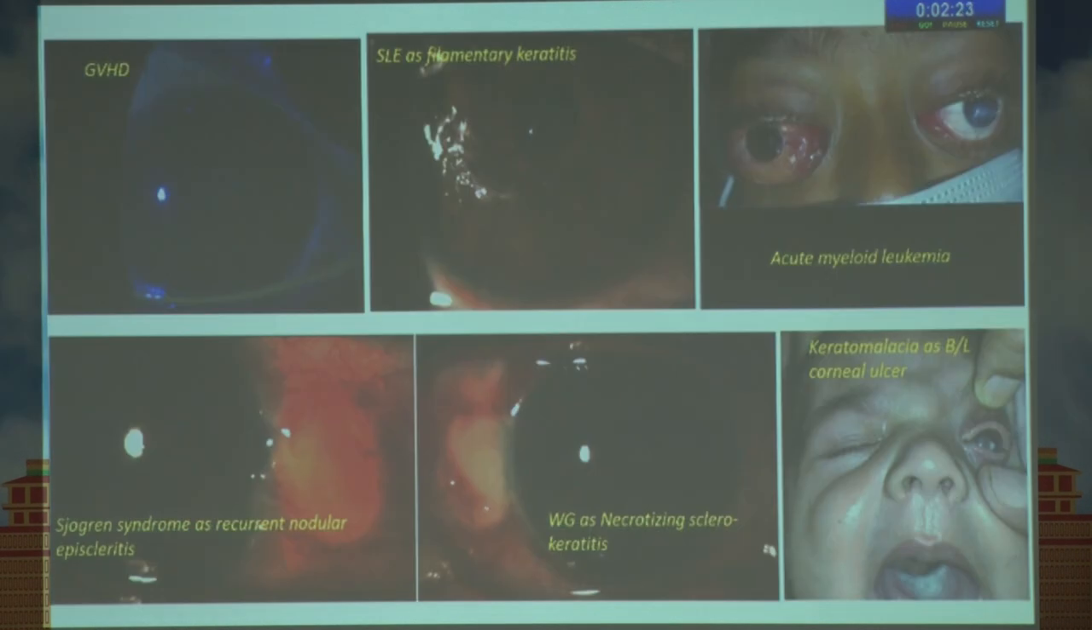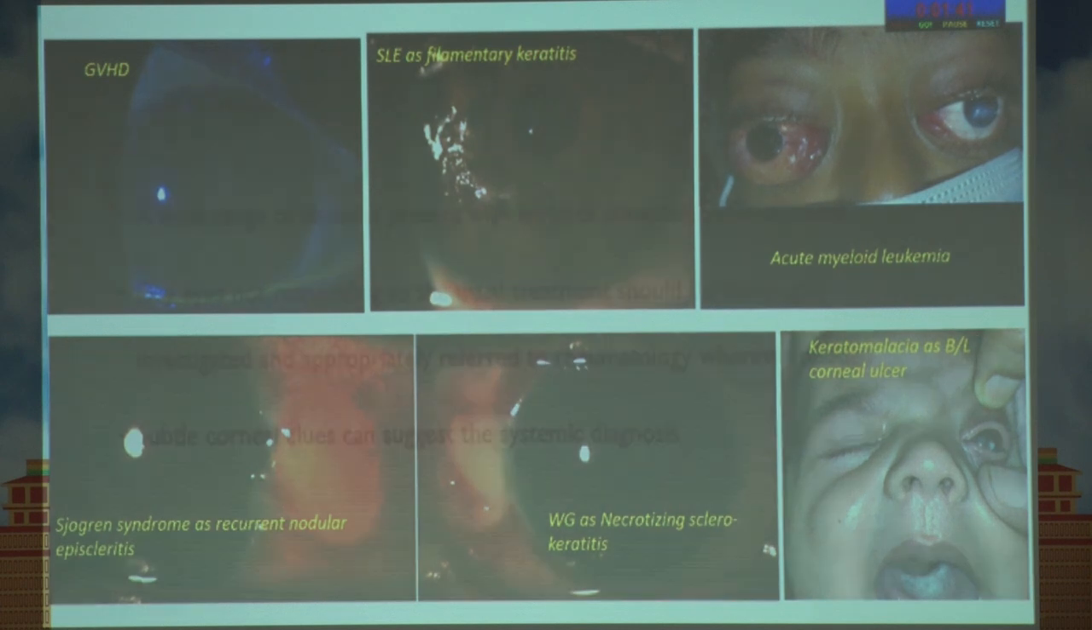These are the clinical pictures of some of our patients who were for the first time seen in the cornea clinic and subsequently referred back to the respective departments. Patients with systemic lupus erythematosus presented for the first time with filamentary keratitis and were retrospectively diagnosed to have systemic lupus erythematosus. This patient, because of proptosis, presented to us with a left eye corneal ulcer, but actually the patient had acute myeloid leukemia, and because of that he developed exposure keratopathy and secondarily got infected to have fungal keratitis. Similarly, this patient with necrotizing sclerokeratitis had Wegener's granulomatosis.